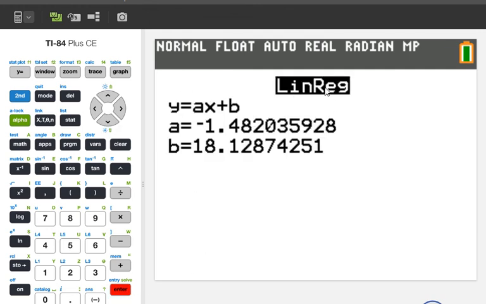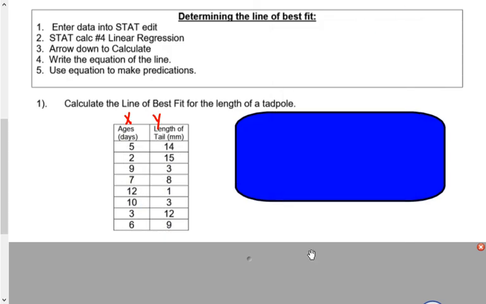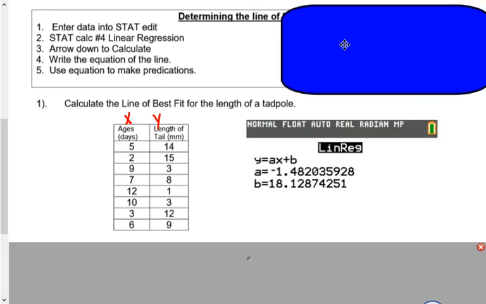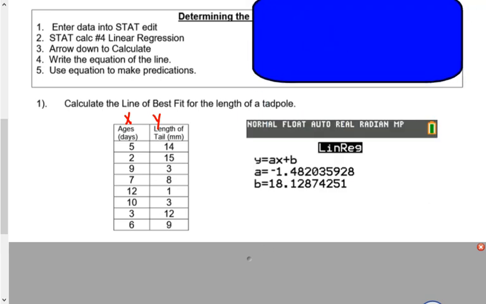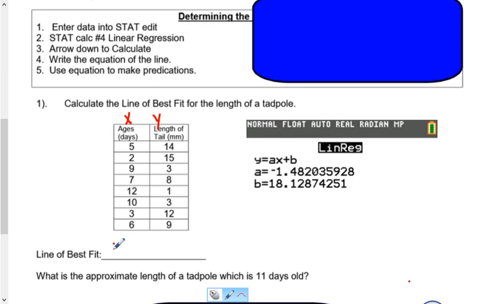And here is our linear equation. Y equals AX plus B. A is negative 1.48. We're going to always round to 2 spots. B is 18.13. Okay? So we're going to go ahead and write that equation. Negative 1.48x plus 18.13. So here's our equation that we'll use to make predictions.